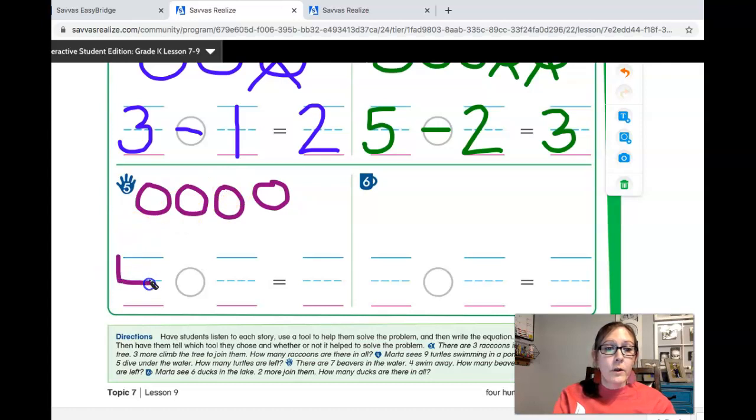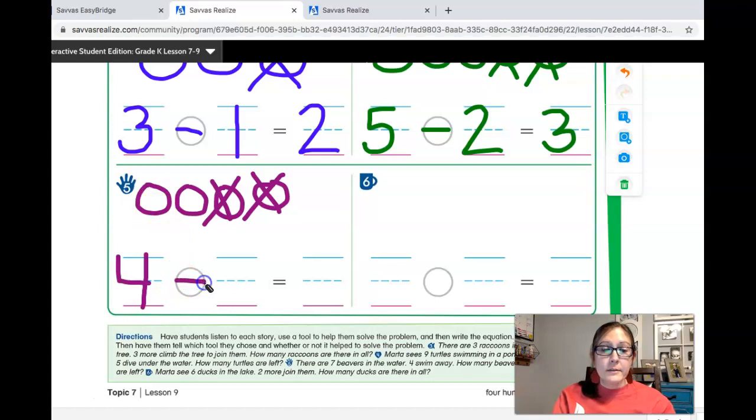Let's write the number 4. That stands for the whole amount, all of the pieces of candy. Then I said Mr. Barnard ate 2 of them. So we have to X out 2 pieces. How many pieces of candy are left? 1, 2. Very good. Let's finish that equation.